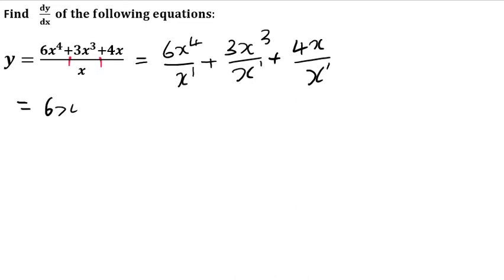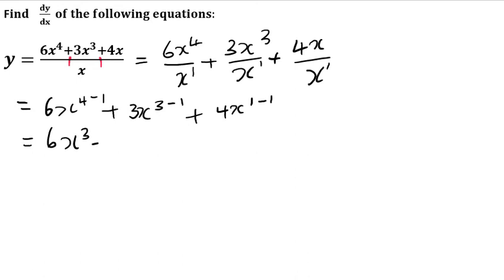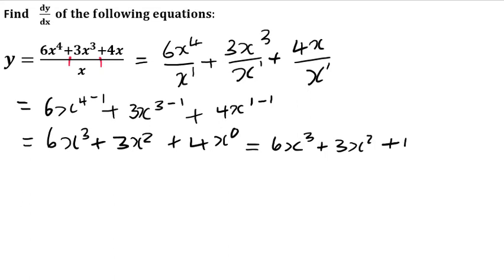So we got x to the power of 4 minus 1 plus 3x cubed minus 1 plus 4x 1 minus 1. So here we're going to get 6x to the power of 3 plus 3x to the power of 2 plus 4x to the power of 0. We all know that anything to the power of 0 is 1. So here we get 6x cubed plus 3x squared plus 4. After simplifying it, you see it's in a standard form.